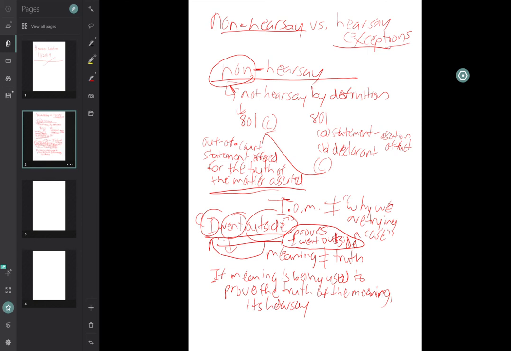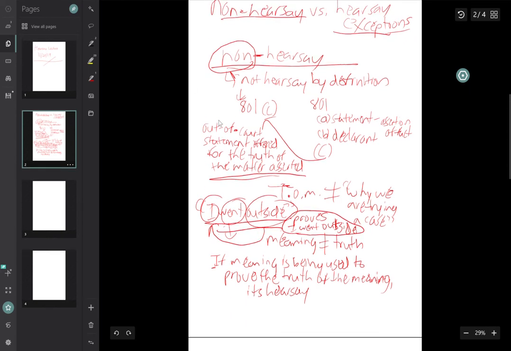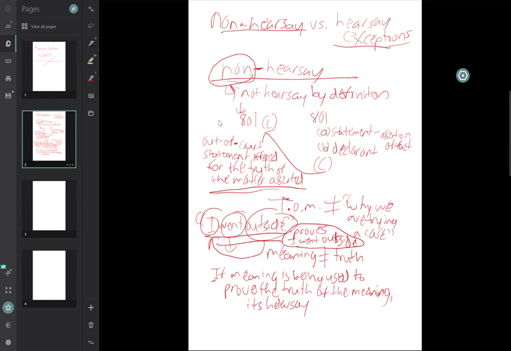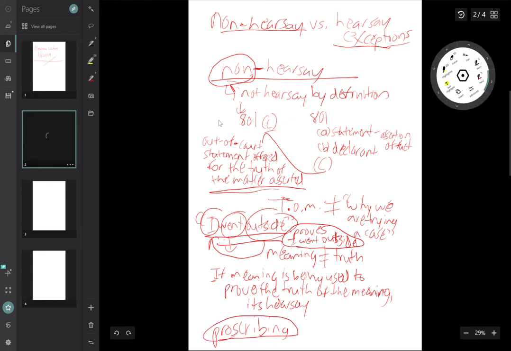If the meaning of the statement is being used to prove the meaning, then it's hearsay. This is really a circularity, and I hope that my resident philosophers, Leop and Anna, are going to be able to recognize that. This is a sort of circularity, understand, that the rule is proscribing against, not prescribing, but proscribing. FYI, that's the word of the day, proscribing.